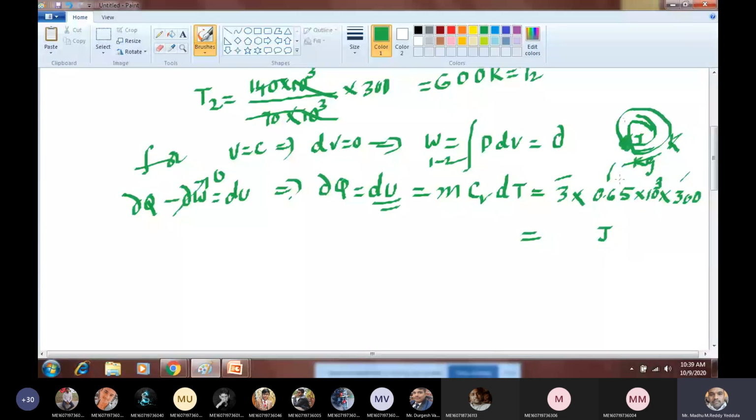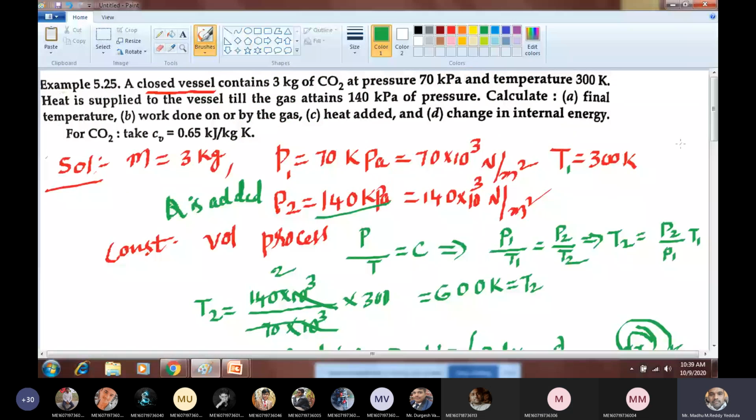How much is this value? 585 into 10 power 3 joules. Very good. I can also write it as 585 kilojoules. So this is the third bit. Next, what is the fourth bit? Heat added is over.